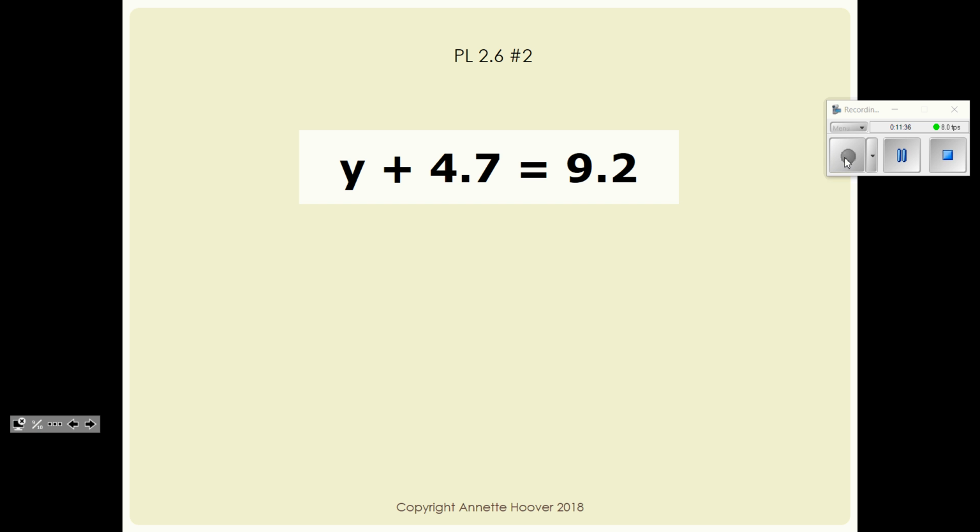Here's the second problem on your paper. Here's the equal sign. We find the variable and anything on the same side. We need to move the 4 7/10 to the other side by doing a negative 4 7/10 on both sides.